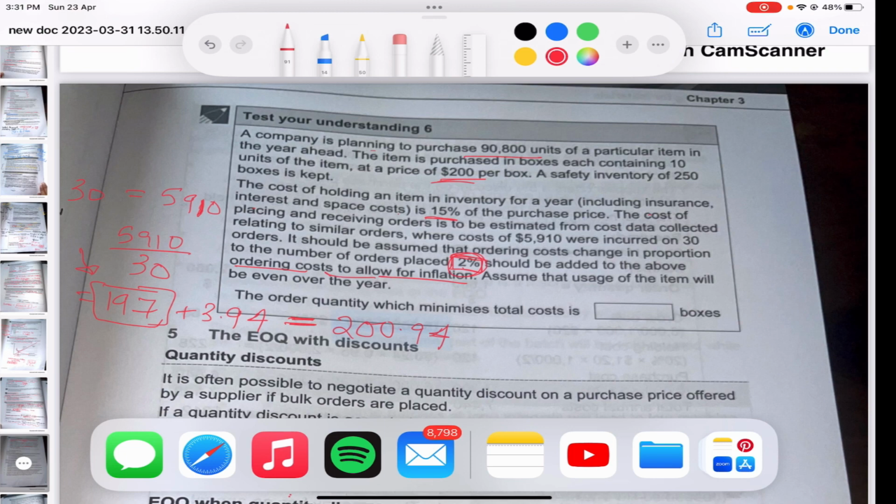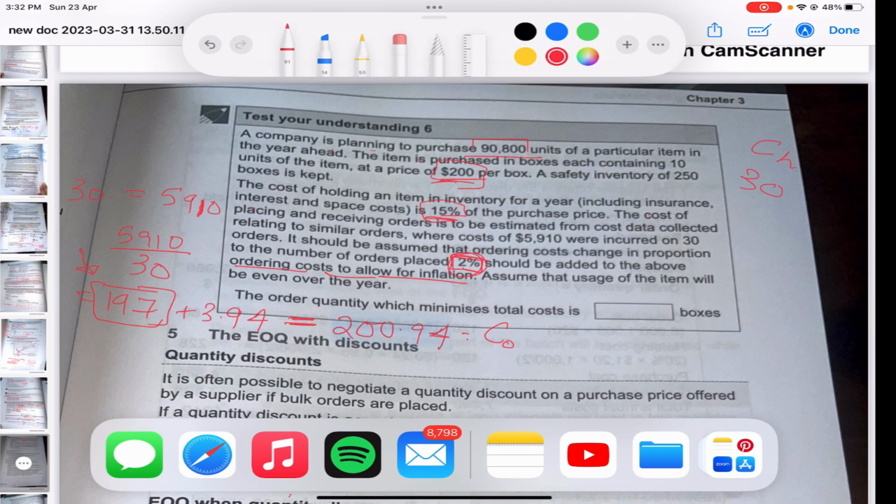Moving on. Now let's find the cost of holding one box. Cost of holding. So it is 15% on purchase price, which is 15% of 200. It is 30. So cost of holding one box is 30. This is the cost of holding one box. So this is my cost of ordering and this is my cost of holding. What is my annual demand? My annual demand is 90,800 units.